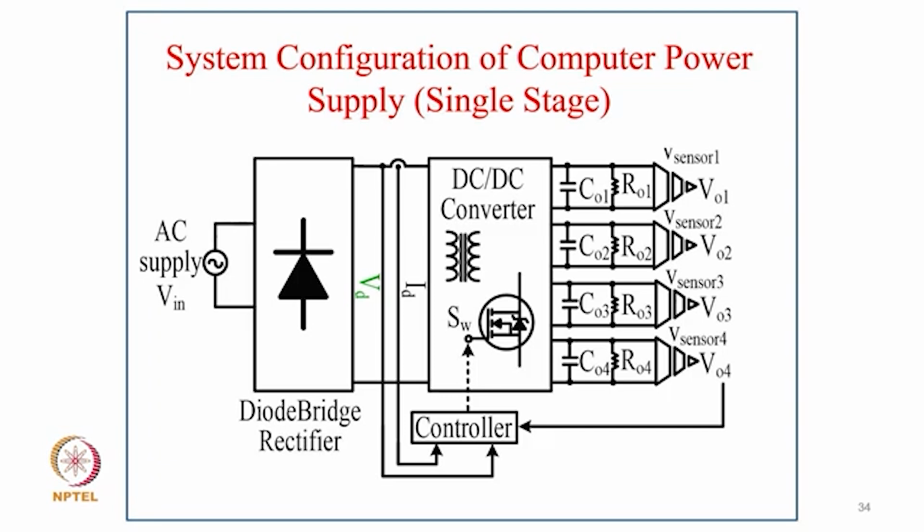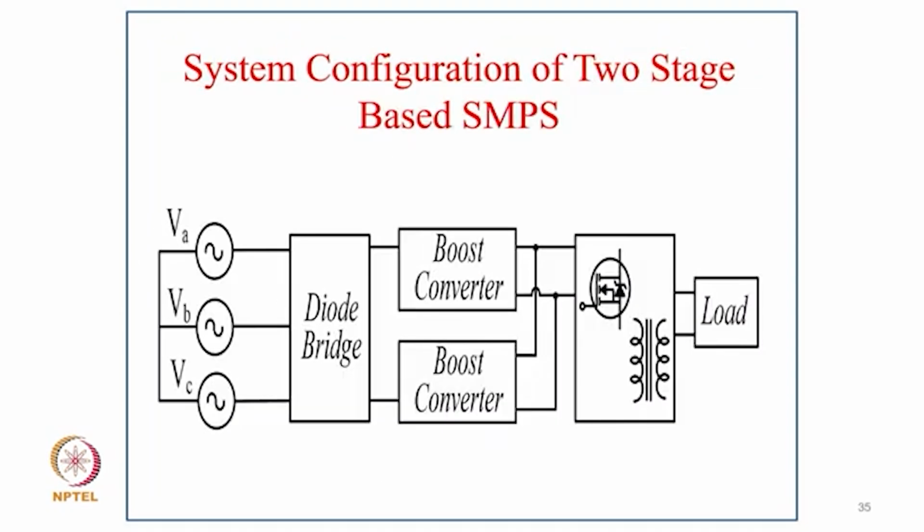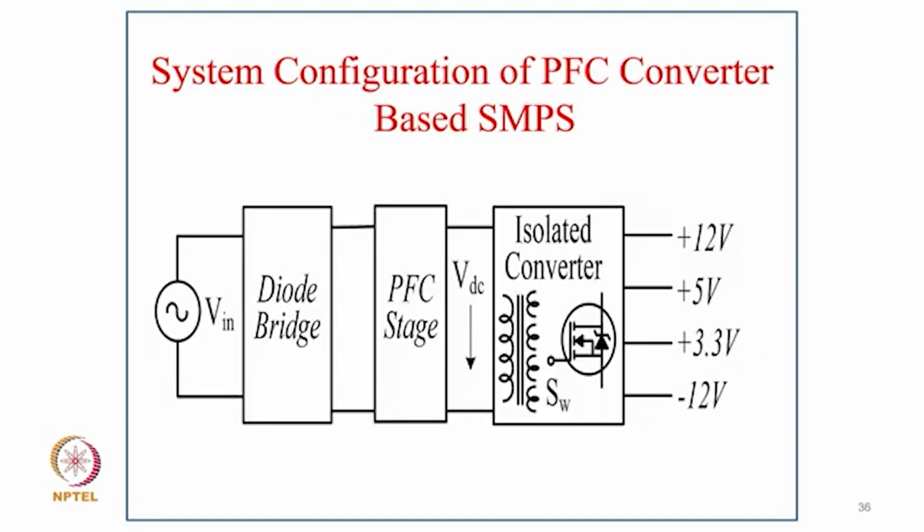So coming to the system configuration for computer power supply, we have a single phase AC mains, then a diode rectifier, and for this in single stage configuration we have an isolated DC-DC converter with multiple output voltages, and then with proper feedback we control this single phase isolated DC-DC converter. Or we can have a 3-phase diode bridge rectifier, then a boost converter to regulate the DC, and then an isolated DC-DC converter. So there are many configurations. This is the 2-stage configuration, and that was the single stage configuration.